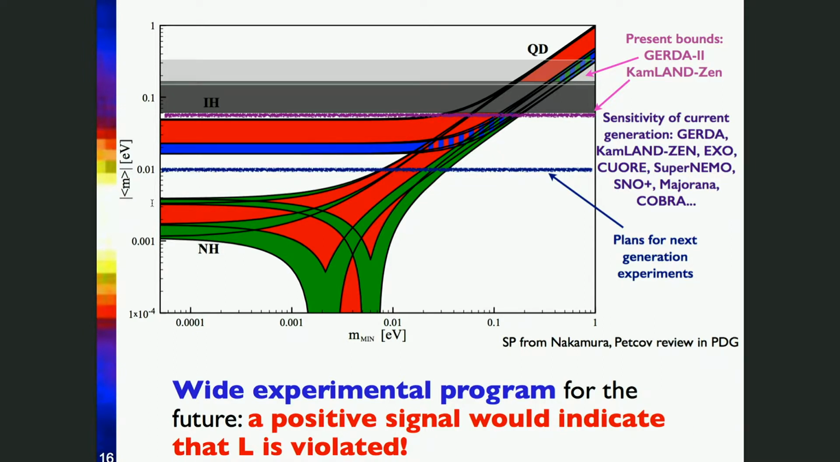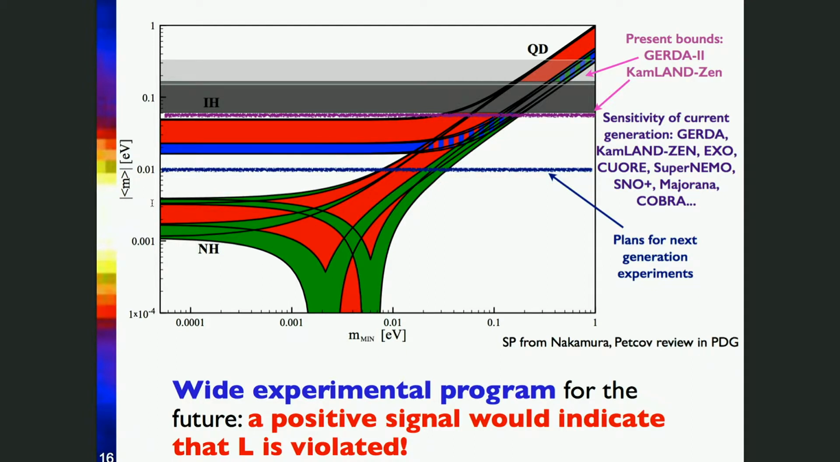Now, this is the bound from GERDA 2, which uses germanium. This is the bound from KamLAND-Zen, which is the KamLAND detector, but then enriched with xenon. And there are many other experiments which are starting. There is CUORE here in Italy. Majorana is probably joining GERDA. We have SNO+, which is also starting. SuperNEMO, which is going to start in a little bit of time. So there is a huge amount of activity in this area.